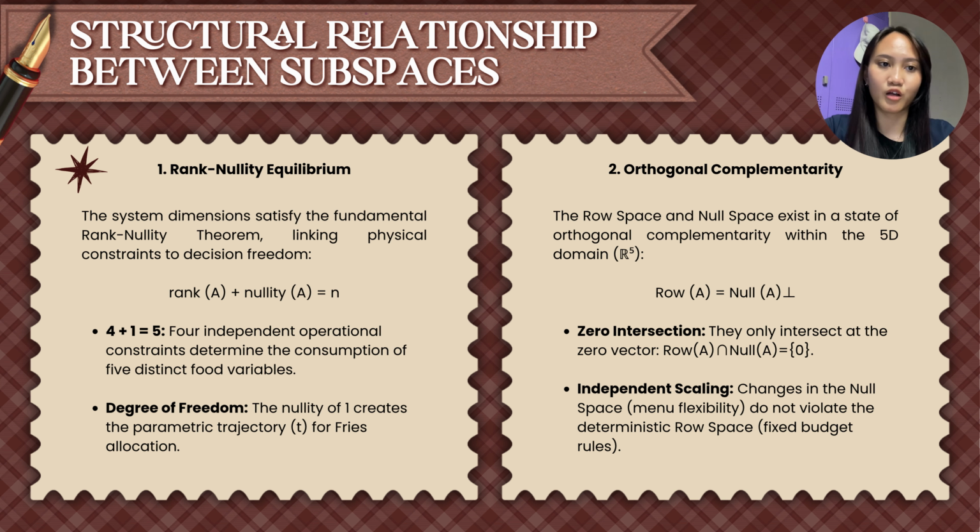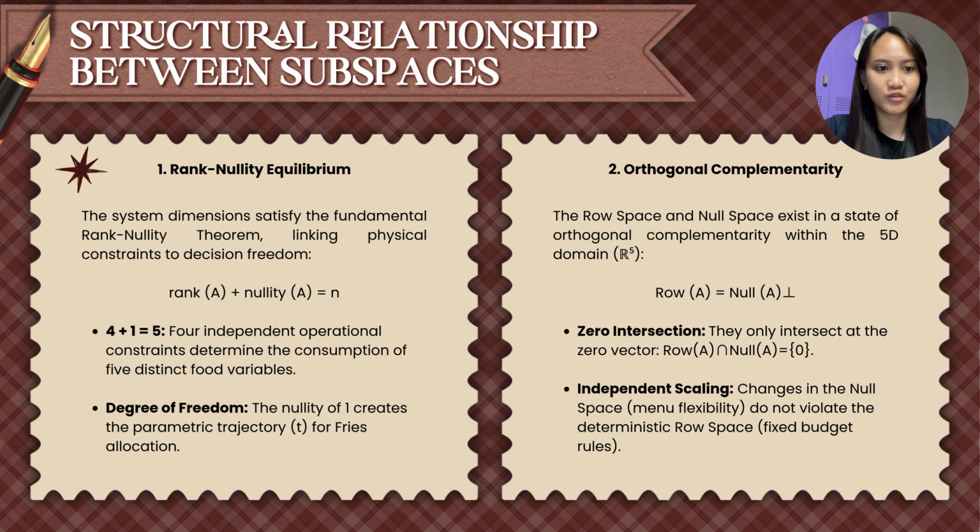Second, let's talk about their geometry. Orthogonal complementarity in the 5-dimensional domain of R5. Our row space and null space exist in a state of orthogonal complementarity, meaning the row space of A equals the orthogonal complement of the null space of A. They share a zero intersection, meeting only at the trivial zero vector.